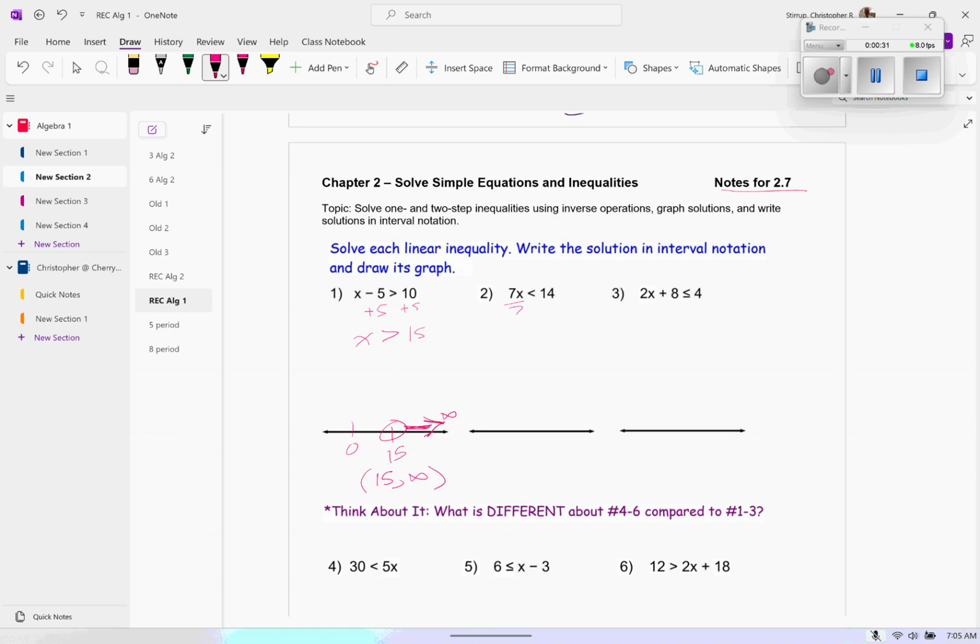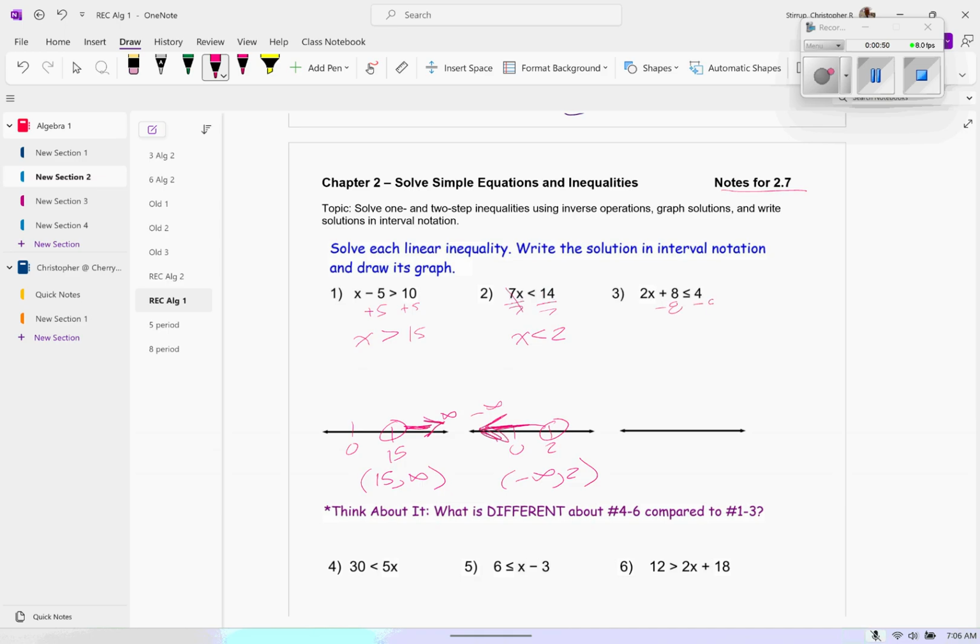I'm going to divide both sides by 7 on this one. So if I have 0 here, I have 2 here. This is an open dot. This is going left. And so that's pointing to negative infinity. Read this left to right. So it's going from negative infinity to 2, soft bracket at the 2 because we'll have the equal sign.